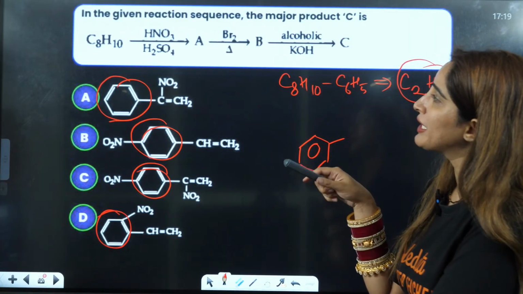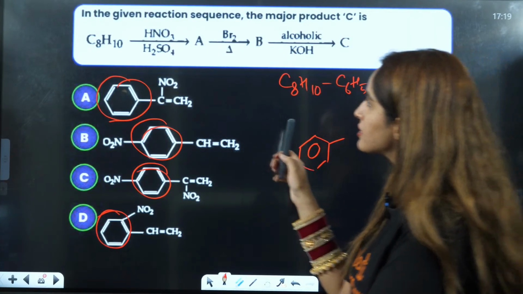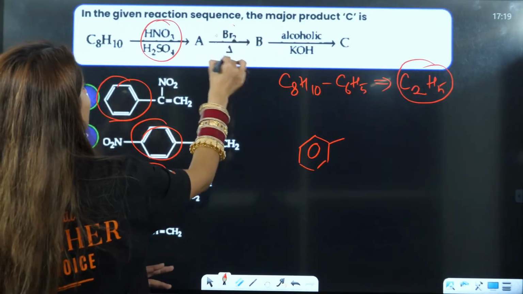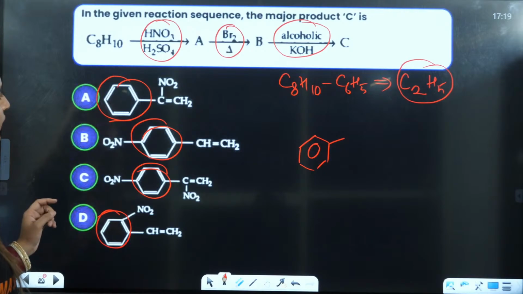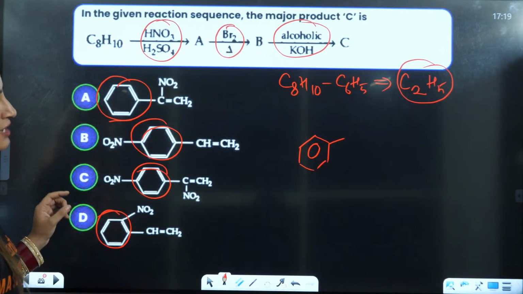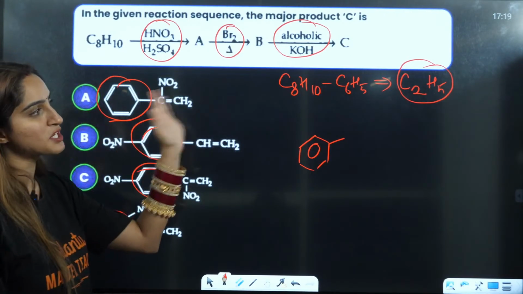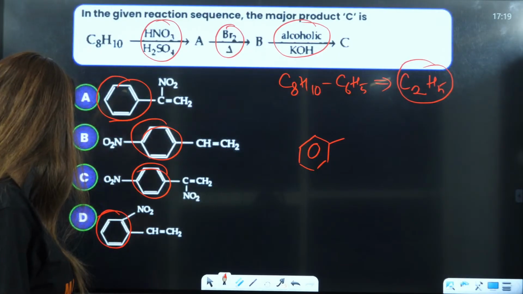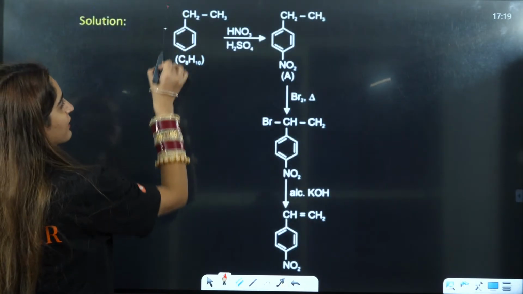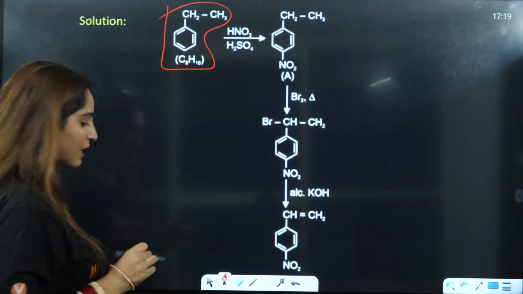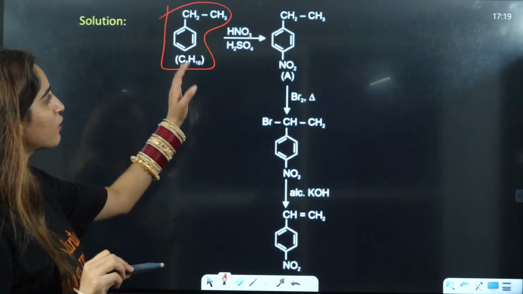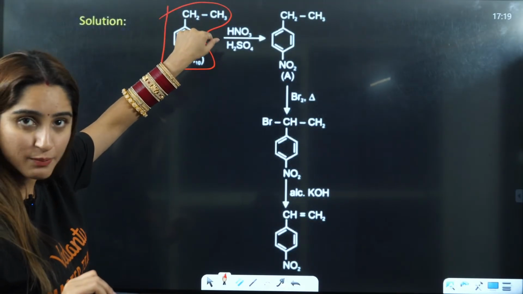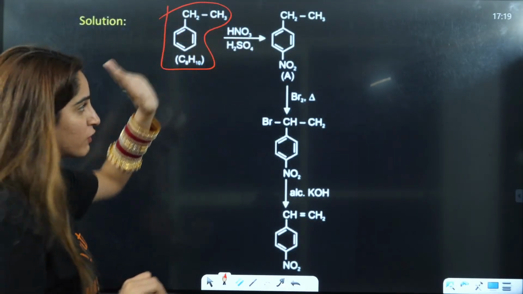In that, you are doing nitration, right? So this is nitration, then you are doing bromination, then you are doing alcoholic KOH. So basically what we will do here, firstly, we will just attach C2H5 here because we are left with C2H5, that is the ethyl only here. So firstly, we are going to attach on benzene C2H5. Then we are going to proceed it this way. Nitration will be there on the ortho or the para position, para being the major product that will be formed.